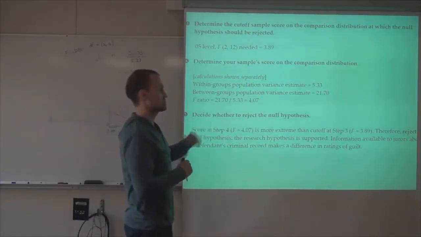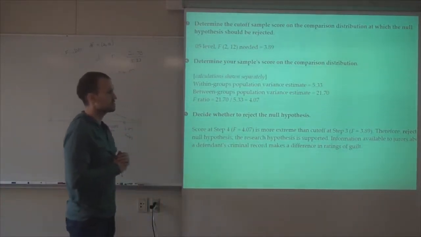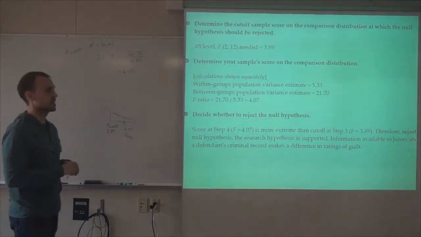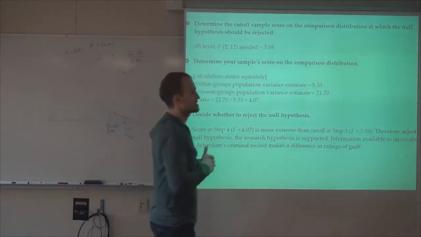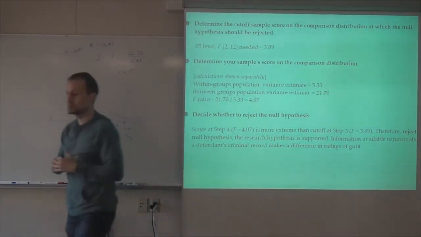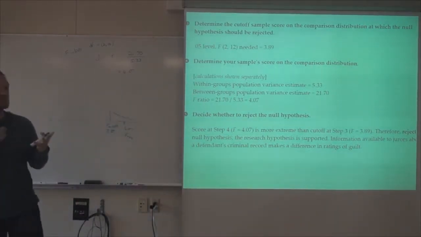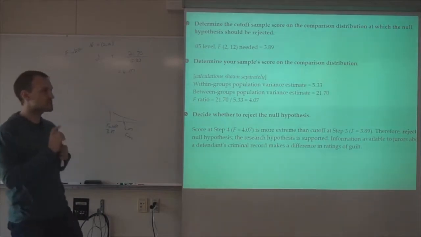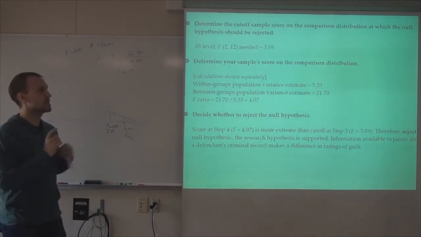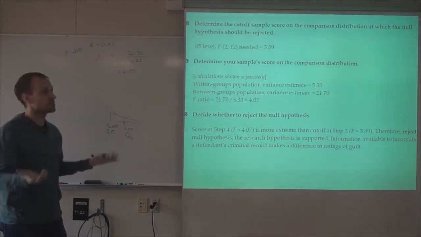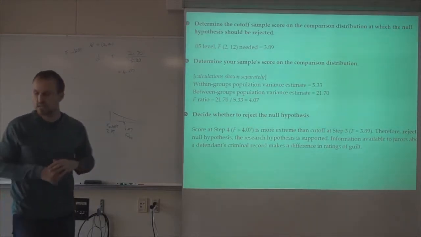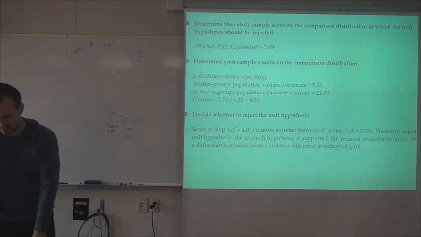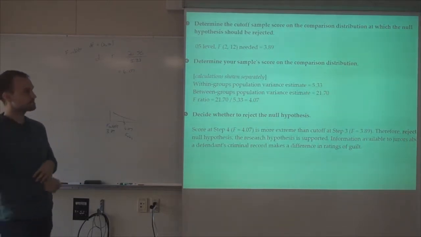And I can say that's more extreme than the cutoff value, so I do reject the null hypothesis in favor of the research hypothesis that says that there is a difference between these groups somewhere. It doesn't really say where, it just says between the 3 groups there is a difference. Yes or no? That's all it says. Does the evidence suggest that there is a difference?